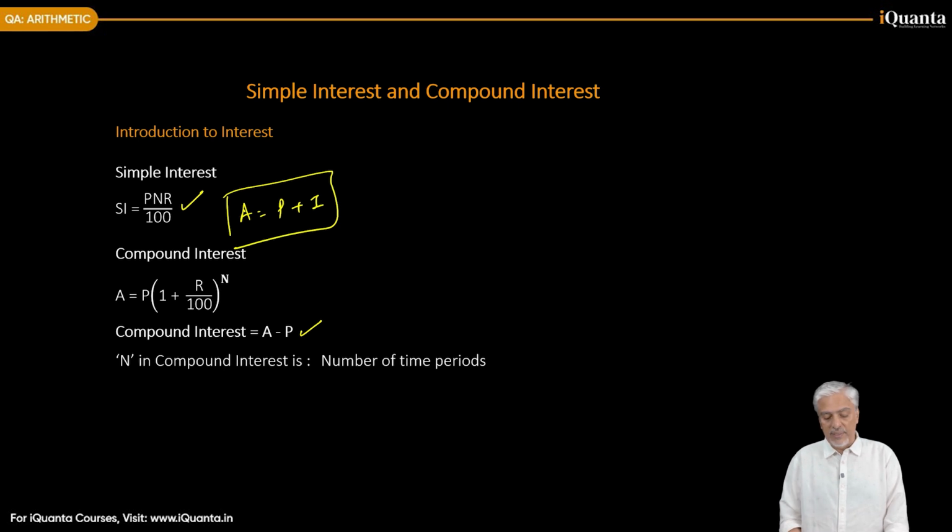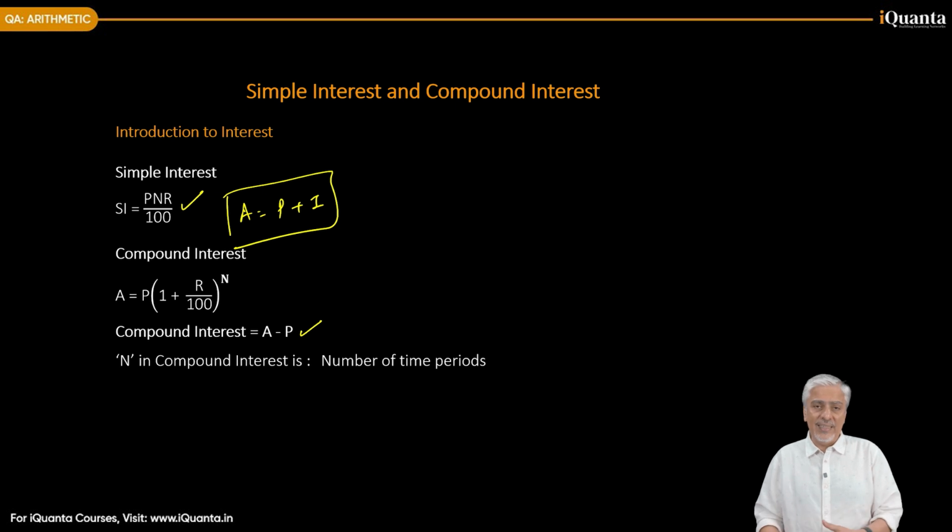N in compound interest is the number of time periods. We will understand this later as we go ahead, where we will do compounded half yearly, compounded yearly, compounded quarterly. All those examples I will create in the next video.